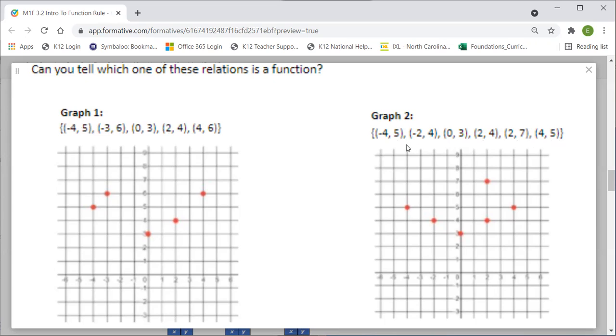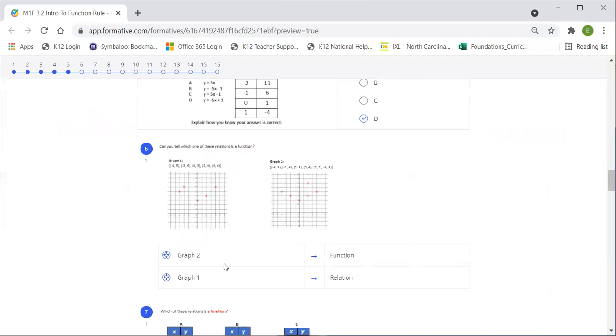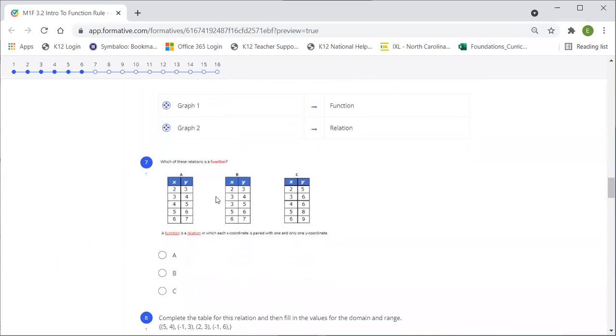Then in graph 2, we can see here, let's look, do I have any x's repeated? Oh, here's 2 is repeated twice. And then if I look down here at 2, it does not pass that vertical line test. Okay, so it is not a function. So graph 2 is only a relation and graph 1 is a function. And it really should say function and relations because remember, every function is a relation.